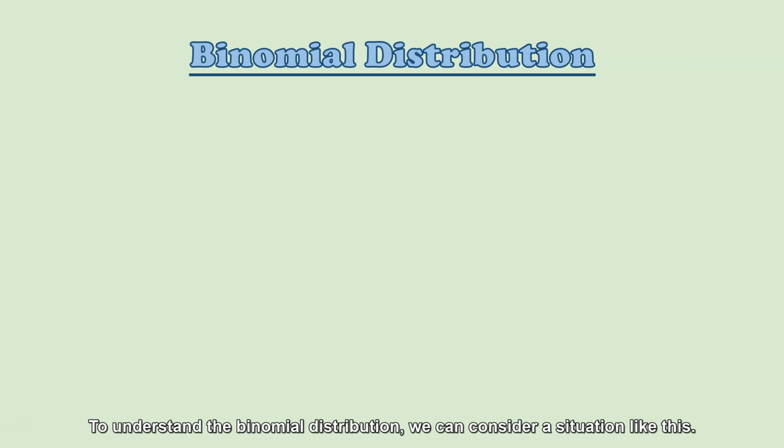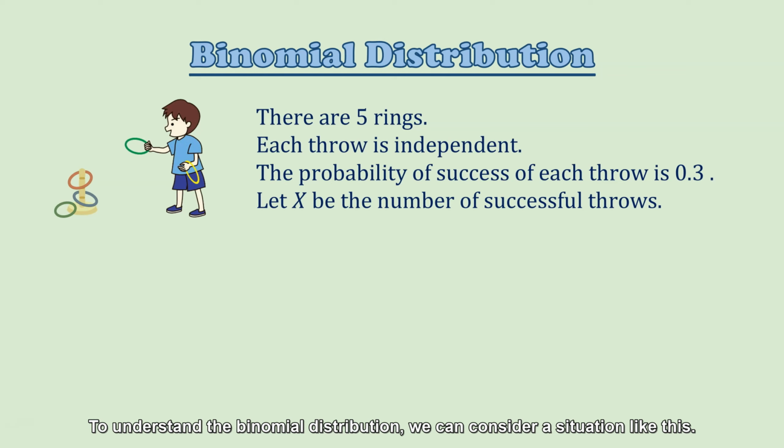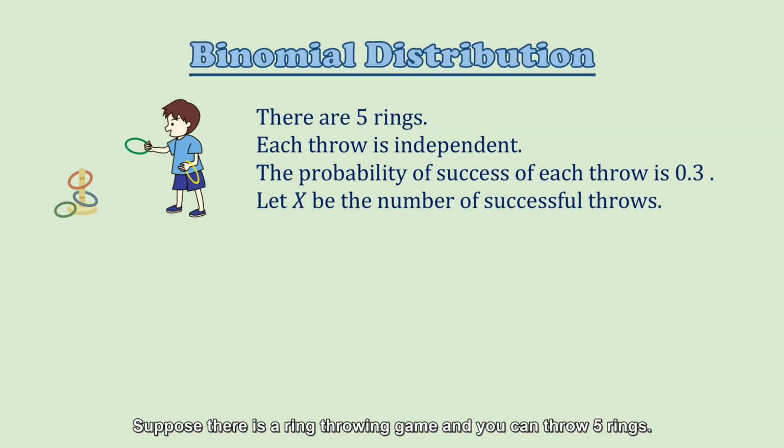In this video, let's learn about a special probability distribution called the binomial distribution. To understand the binomial distribution, we can consider a situation like this. Suppose there is a ring throwing game and you can throw 5 rings. Each throw is independent. That means whether your first throw is successful will not affect your performance of the next throw. And the probability of success of each throw is 0.3.